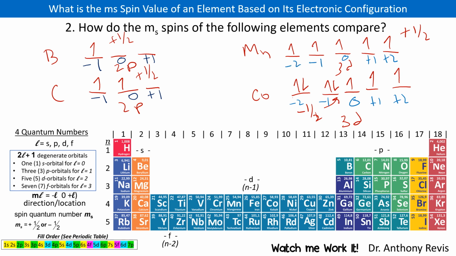And so in here, we have a plus 1/2 spin in the plus 2 ML value or location. And for cobalt, our last electron in is spin down and it's the minus 1 ML location. All right, so there you have it. That's how we look at spin values with regard to the electronic configuration.